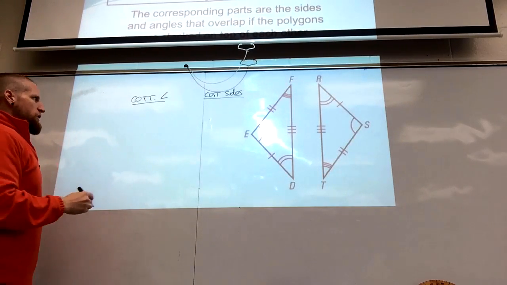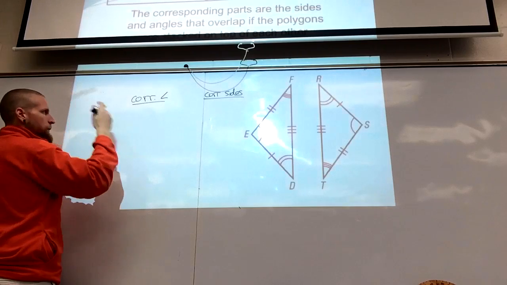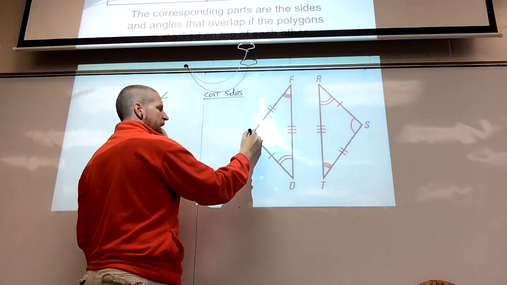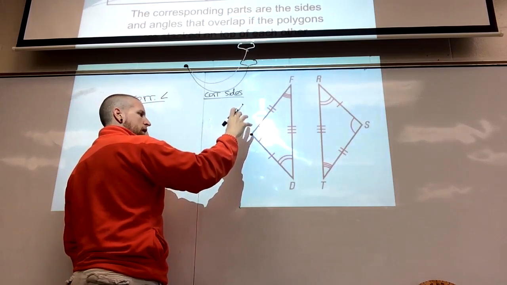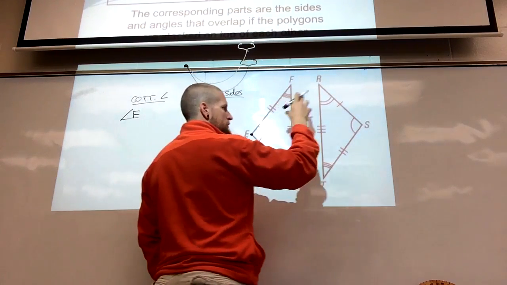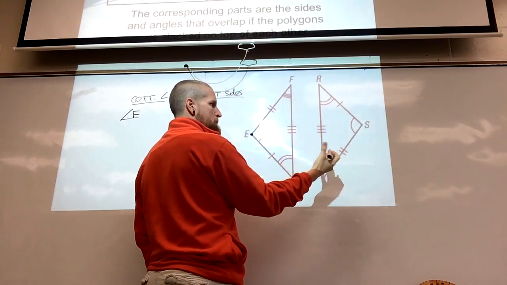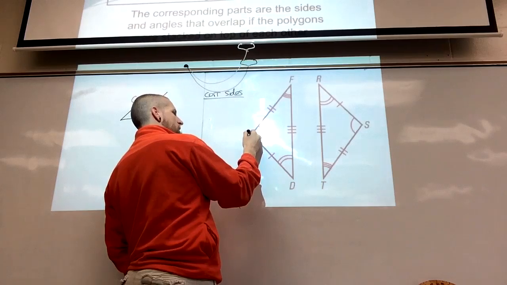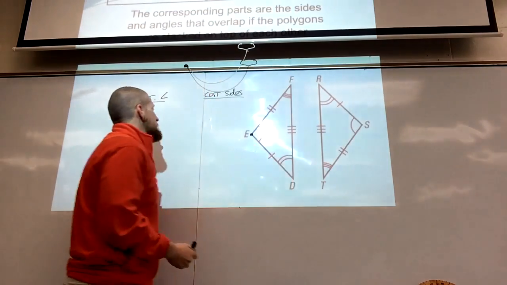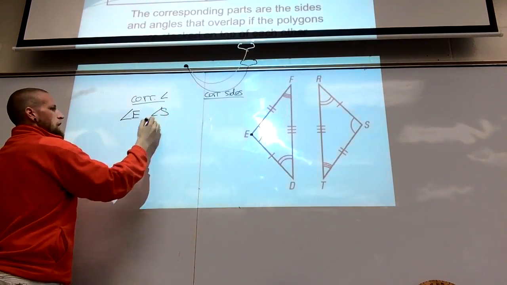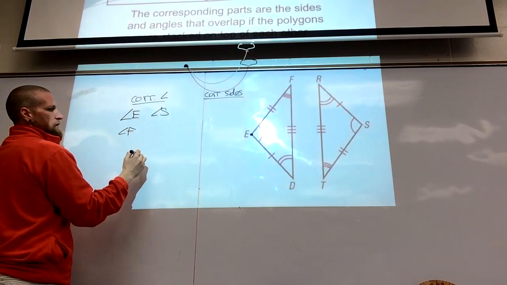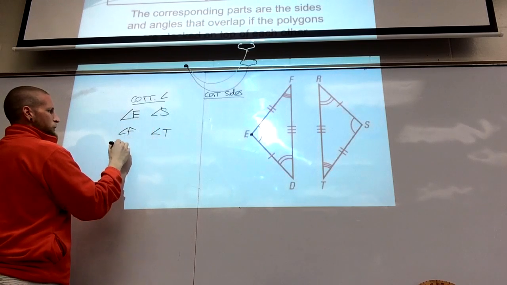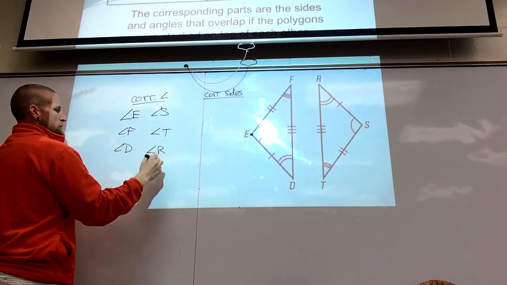So if I went through and listed these out, we'll start with E. Angle E is here. And the idea again is I'm matching up an angle from this shape to one over here that would be in the same position if they were sitting on top of each other. So if I look at angle E, which one do you think it corresponds to over there? S. What about F? T. And then the other one left is D and R.